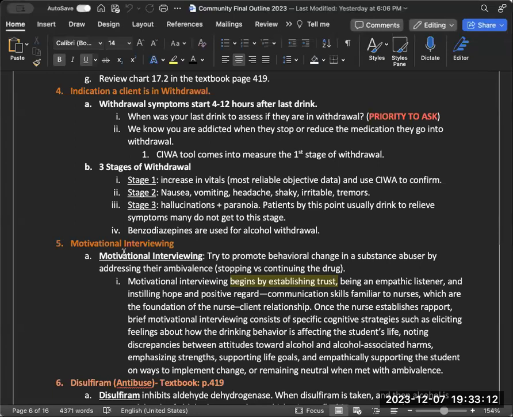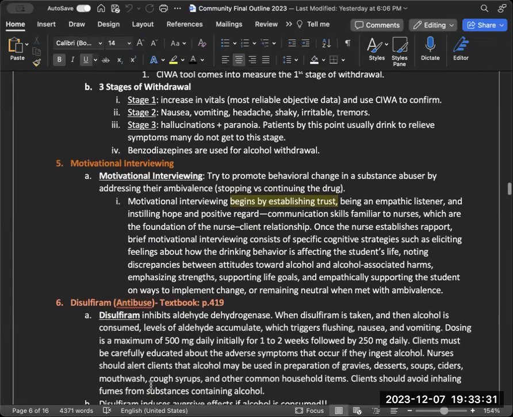Then we also want to know when we know that you're addicted, because like I said, if they stop that medication and they go through withdrawal, the first tool that we want to use in that first stage of withdrawal is the SIVA tool. And there are 3 stages of withdrawal. The first stage is the increase in vitals. She said this is the most reliable objective data, and we use the SIVA to confirm. So stage 1, we're looking at increase in vitals, which is the most reliable objective data.